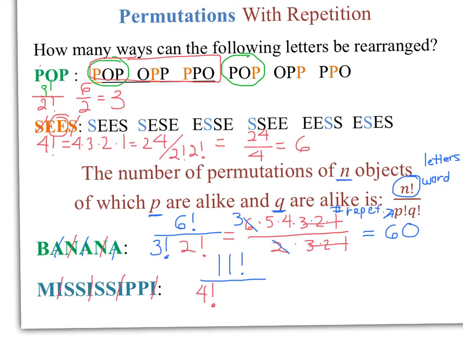Then I have 1, 2, 3, 4 s's, so another 4 factorial for the s's. And then I have 1, 2 p's, so I'm going to divide by a 2 factorial for the p's. And if you were to go to your calculator and work that out, because I'm not going to do it by hand right now, you actually get 34,650 different ways to rearrange those letters. And that's smaller than if you were to allow for the repetition of the s's. So that's pretty huge.